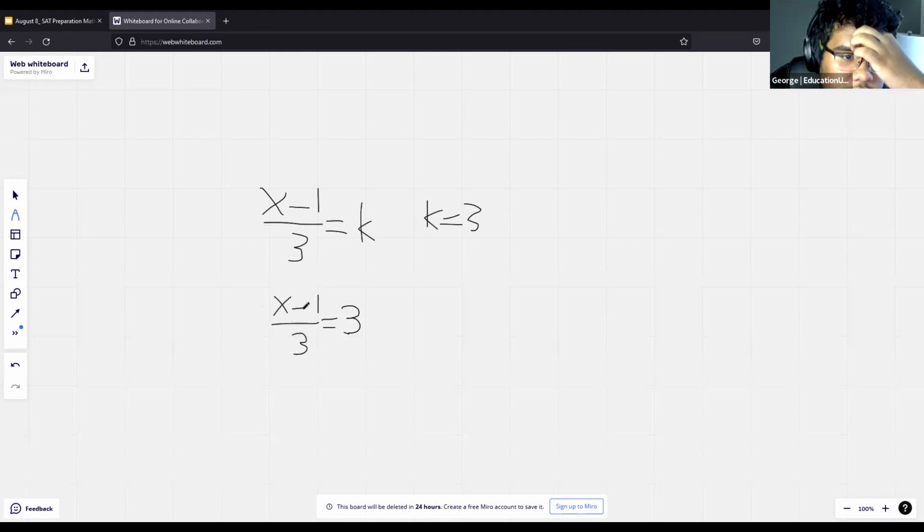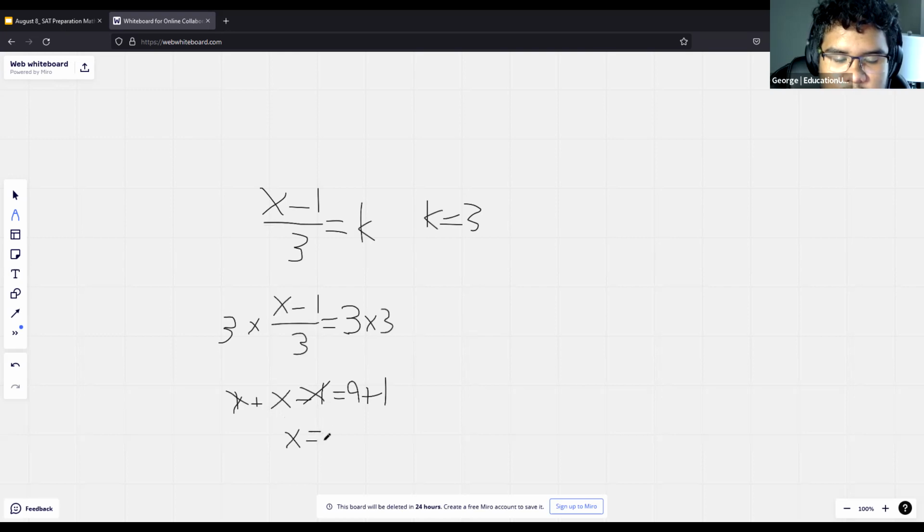The way you would do it here is by first multiplying both sides by 3, as this will get rid of the division by 3 on the left side. And what you'll be left with is x minus 1 equals 9. And from here, you can solve for x by just adding 1 to both sides. This in turn gets rid of the minus 1 term. And what you're left with is x equals 9 plus 1, which is 10. Therefore, the answer is D.